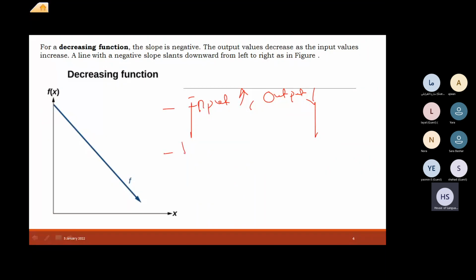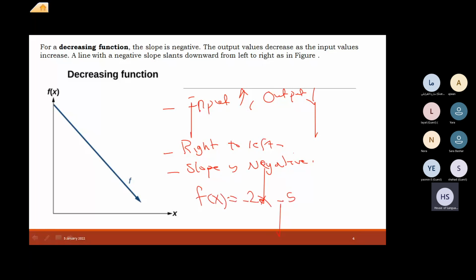It goes from right to left, and the slope is negative. Like if you have f of x equals negative 2x plus 5 over 2, look at the coefficient of x. The coefficient is negative, so that means the slope is negative. That means it will be decreasing. Do you have any questions? We talked about them before.